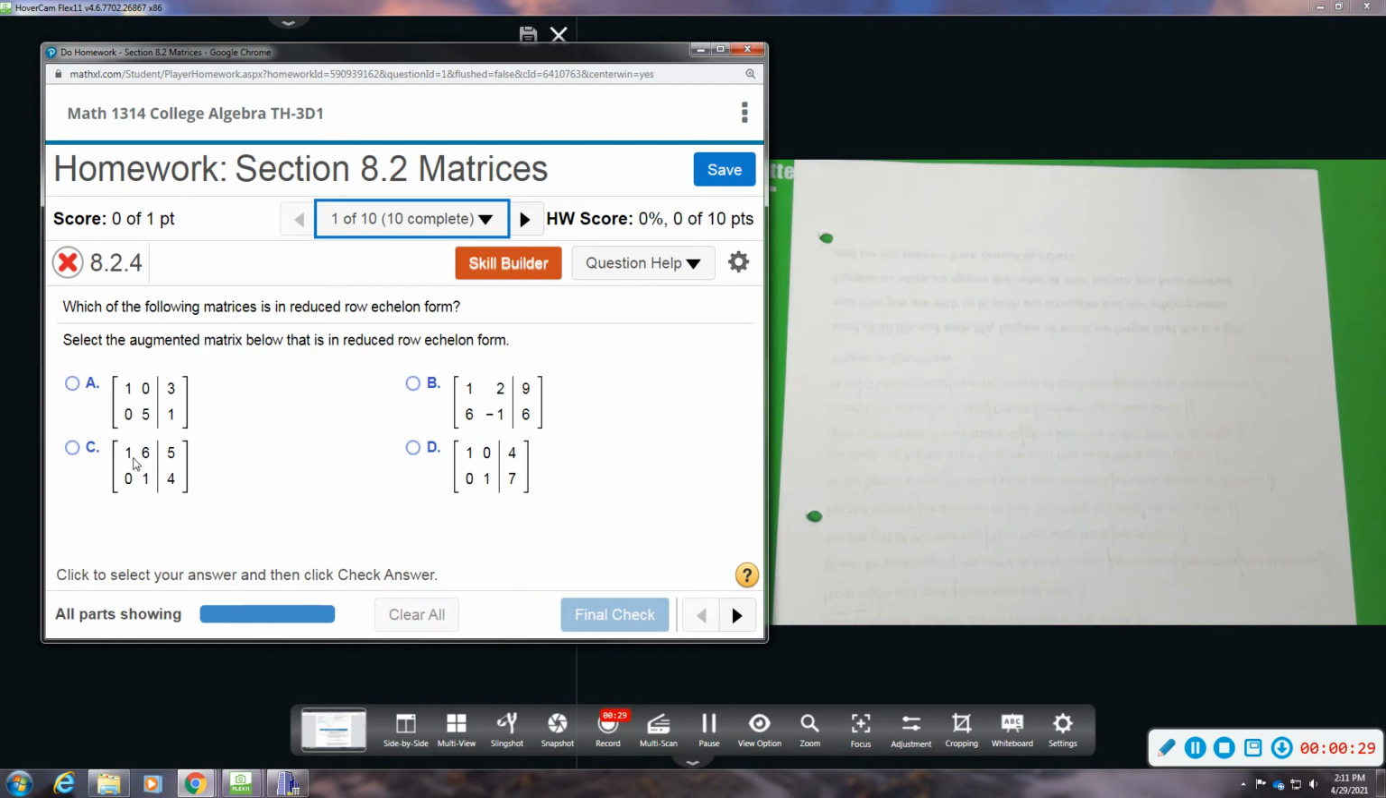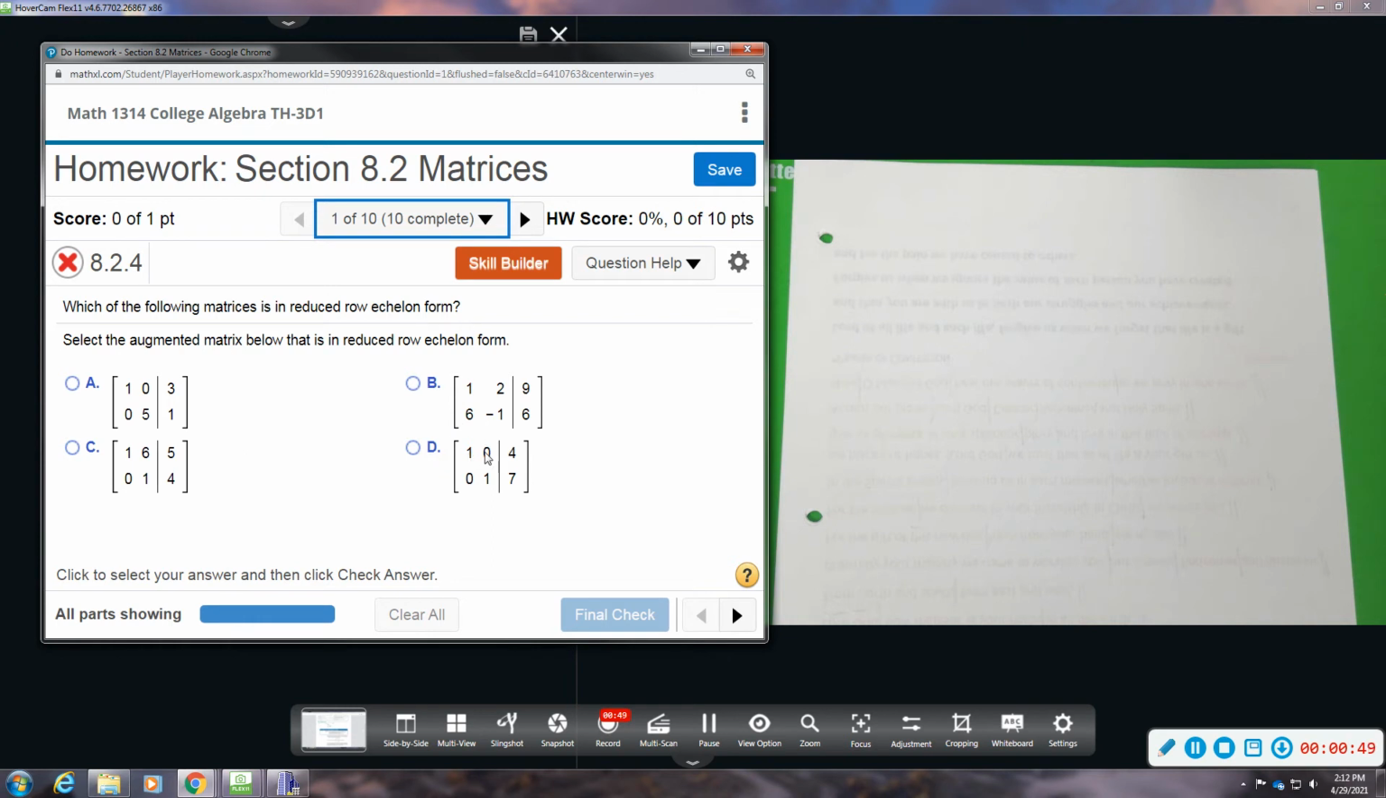So we got ones down the diagonal here, but we don't have a 0 everywhere else. This one has 1, but a -1, not the same. And then D has 1 down the diagonal and 0 everywhere else. So this is what we call reduced row echelon form.